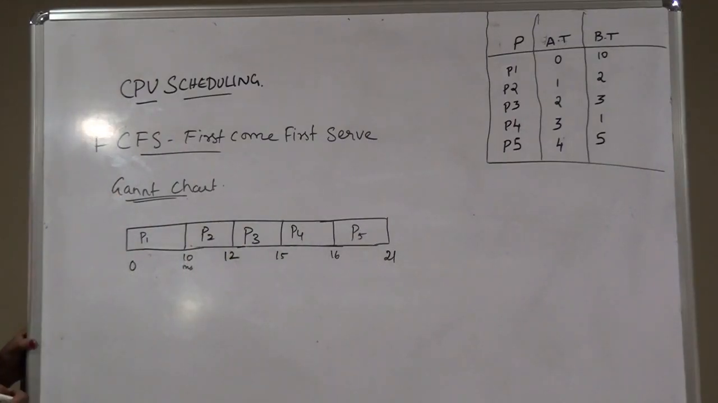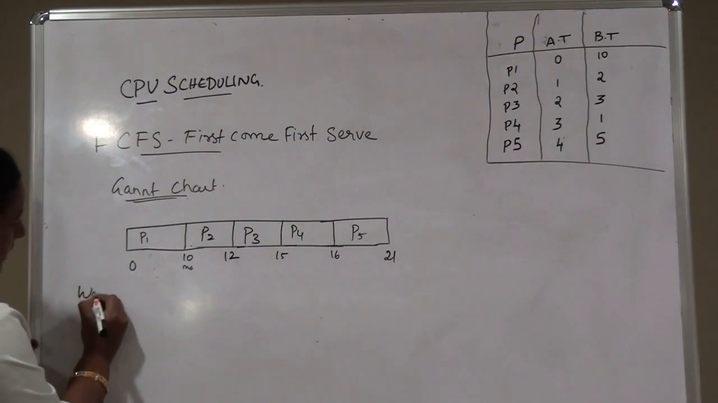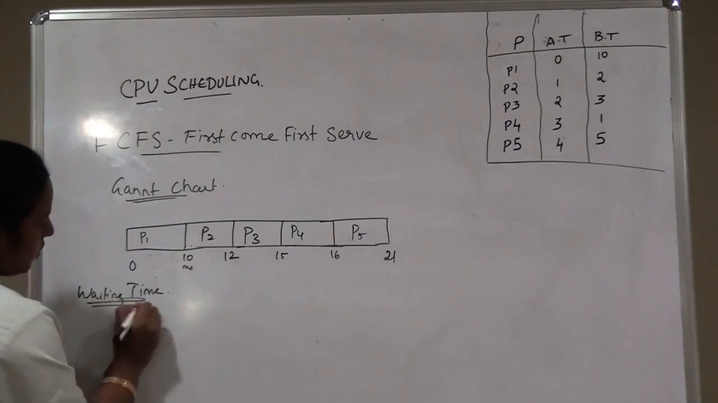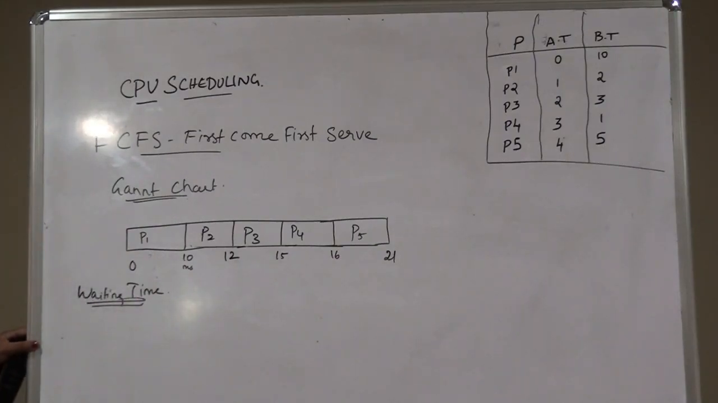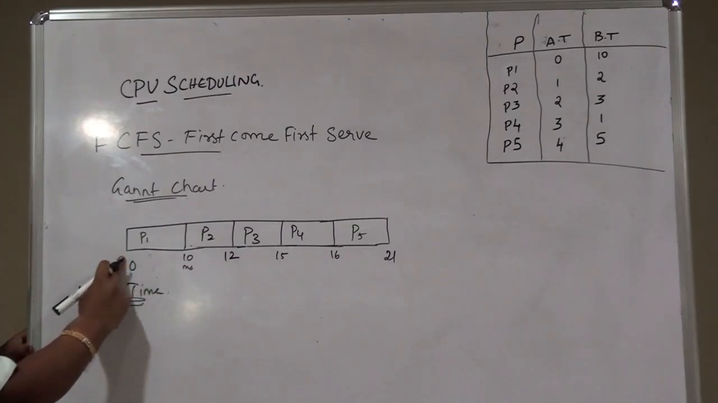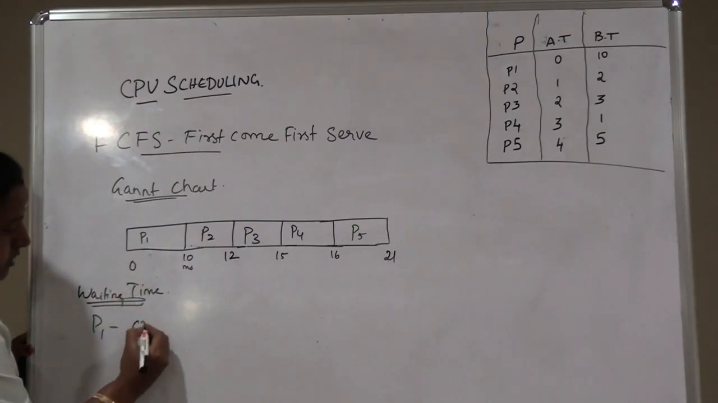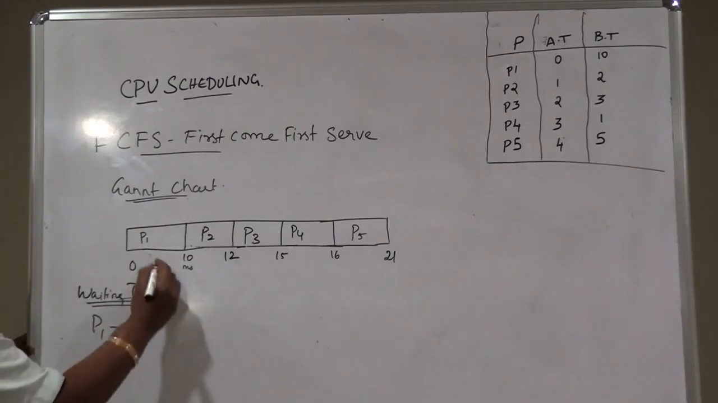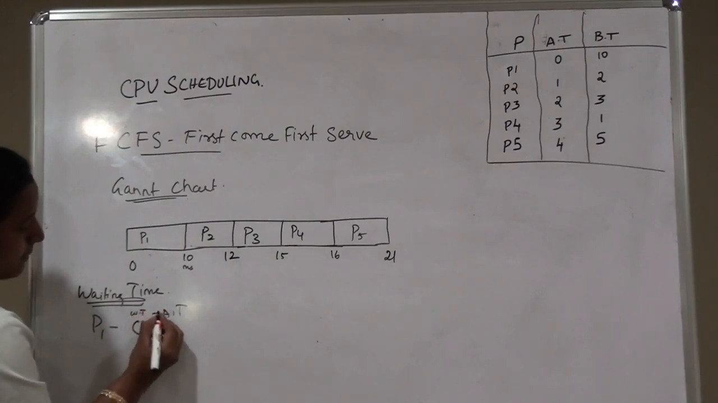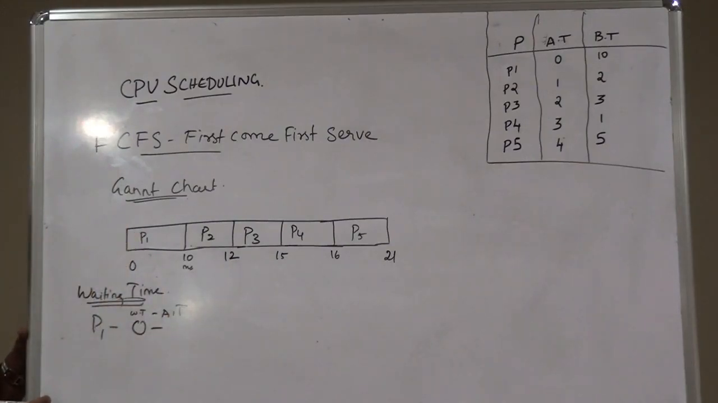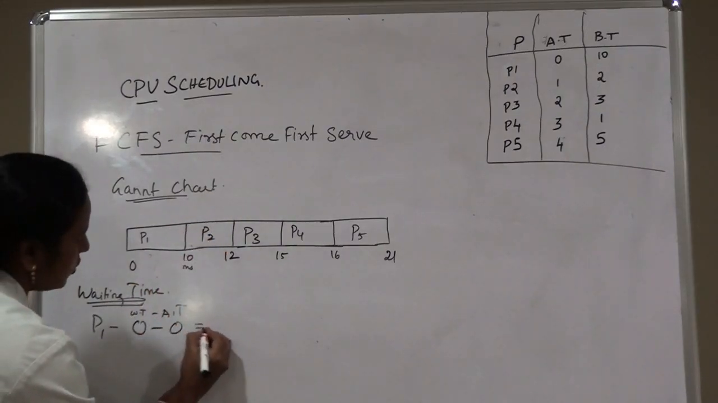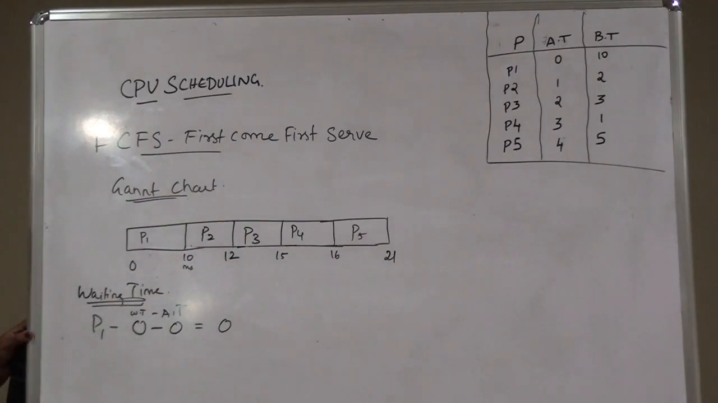So these are the processes. Now we are going to find the waiting time. For process P1, it enters at 0 milliseconds itself. So I am giving 0 minus arrival time. Here the formula is waiting time minus arrival time, also we have to consider. So it is 0 minus the arrival time of process P1, which is 0. So the answer is 0.